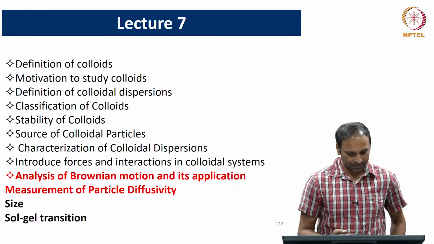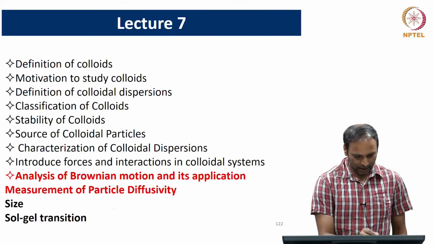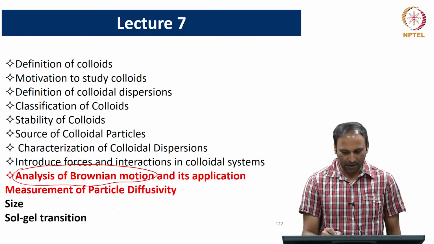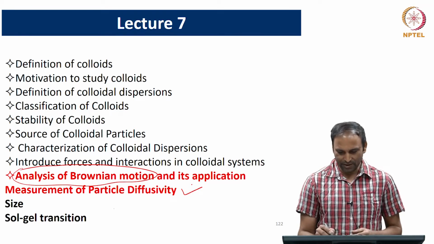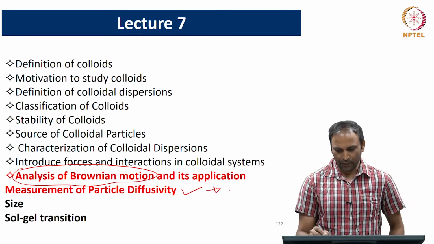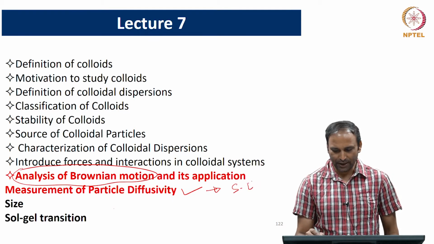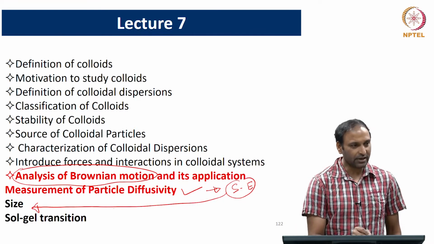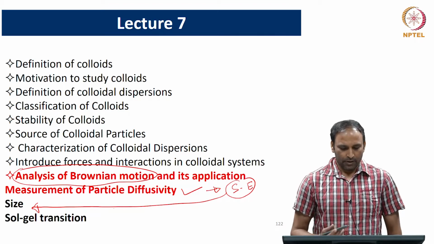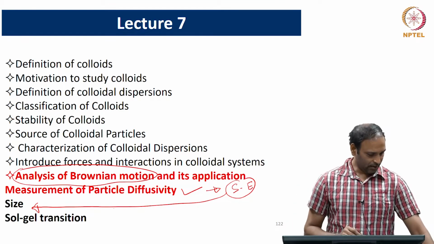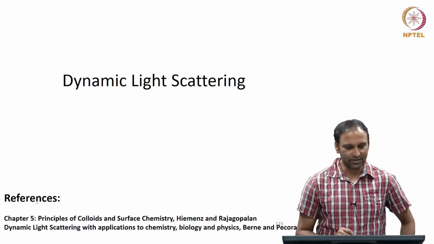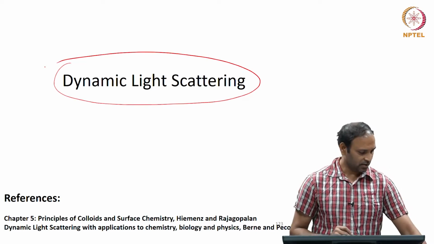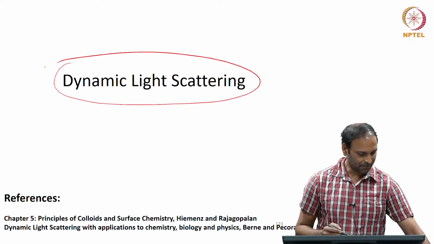Okay, so we will continue with analysis of Brownian motion. Yesterday we looked at measurement of particle diffusivity, and then we also derived an equation which is called the Stokes-Einstein relation. That will help you to calculate the dimension of the particle if you know the diffusivity, right. That is what we had done, and in that connection we had just started with what is called dynamic light scattering. So, I just want to clarify a few things.